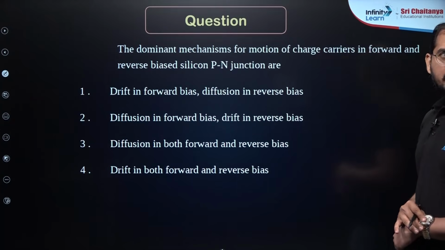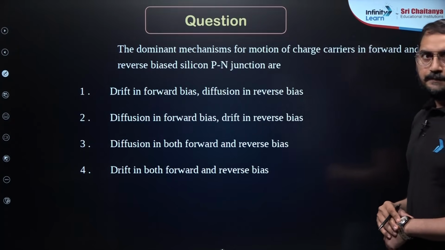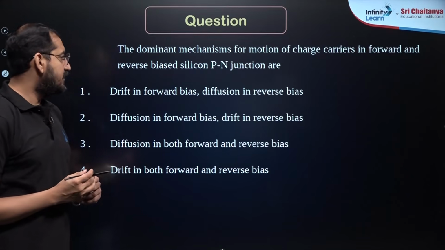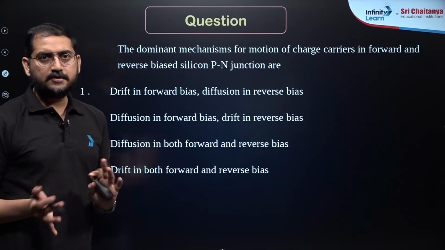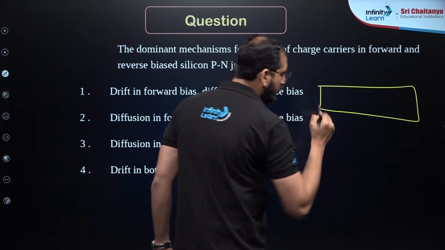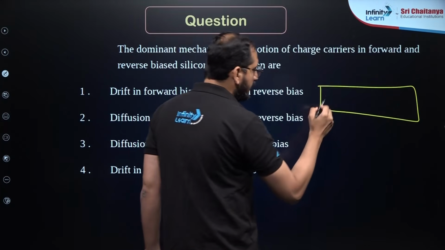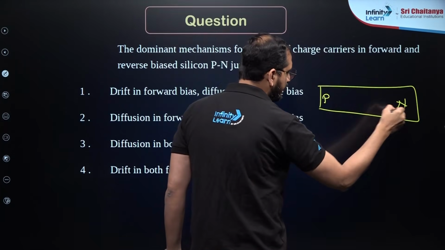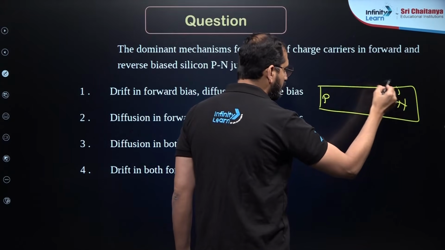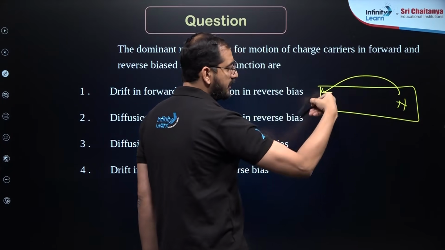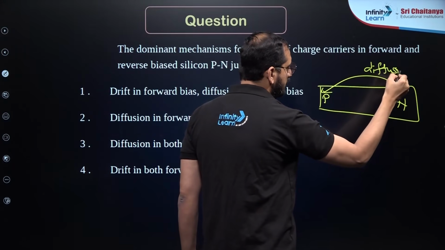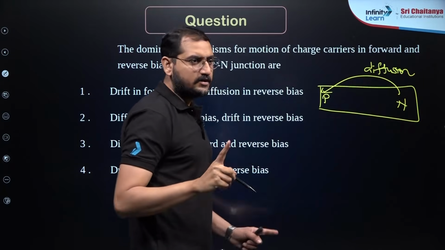So here we have a PN junction. And we need to figure out that when it is forward or reverse bias, then which type of process is going to dominate. Okay. So when a PN junction is formed over here, then due to concentration difference, the electrons go from this side to that side. This process is called diffusion, occurring due to the concentration difference.